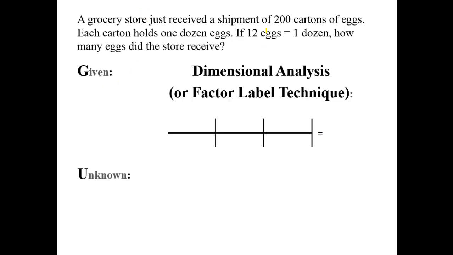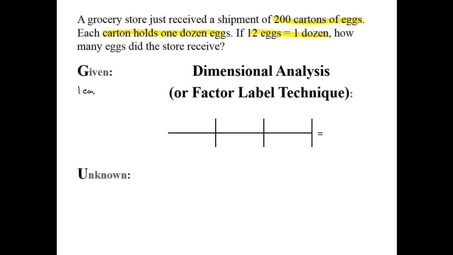Well, if we take a look, this is a given, but then right here is a ratio that we can use. Each carton holds 1 dozen eggs. So that's one ratio, and then here's another ratio. So here we go. 1 carton holds 1 dozen eggs. We can write this two ways.